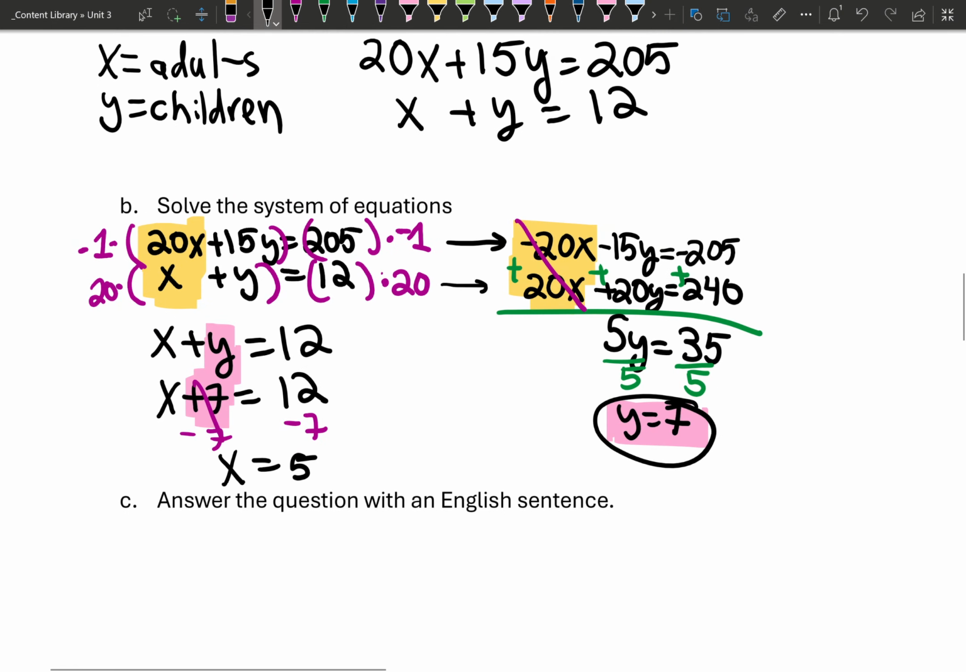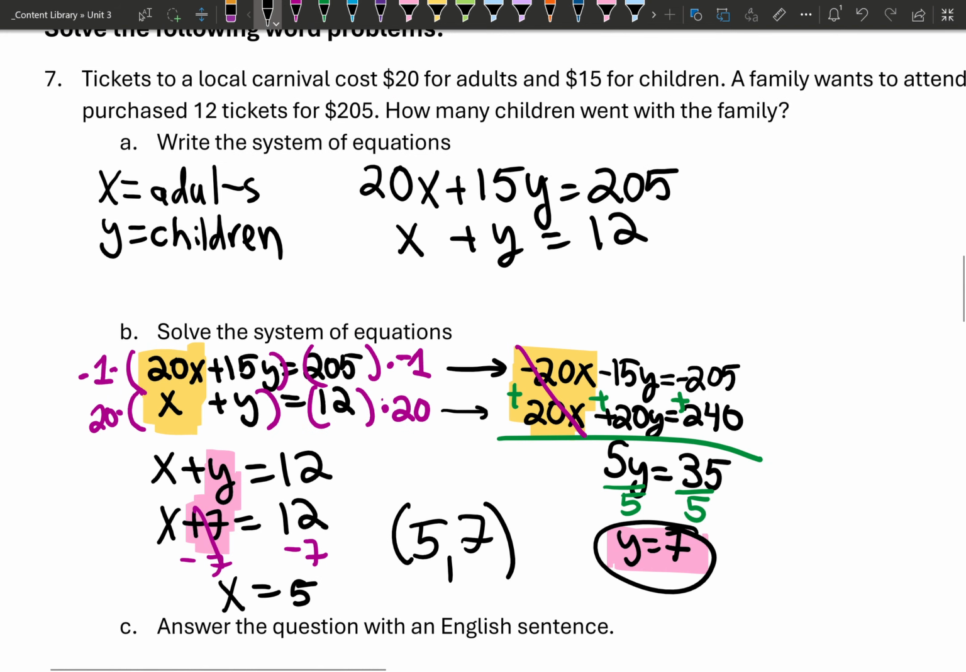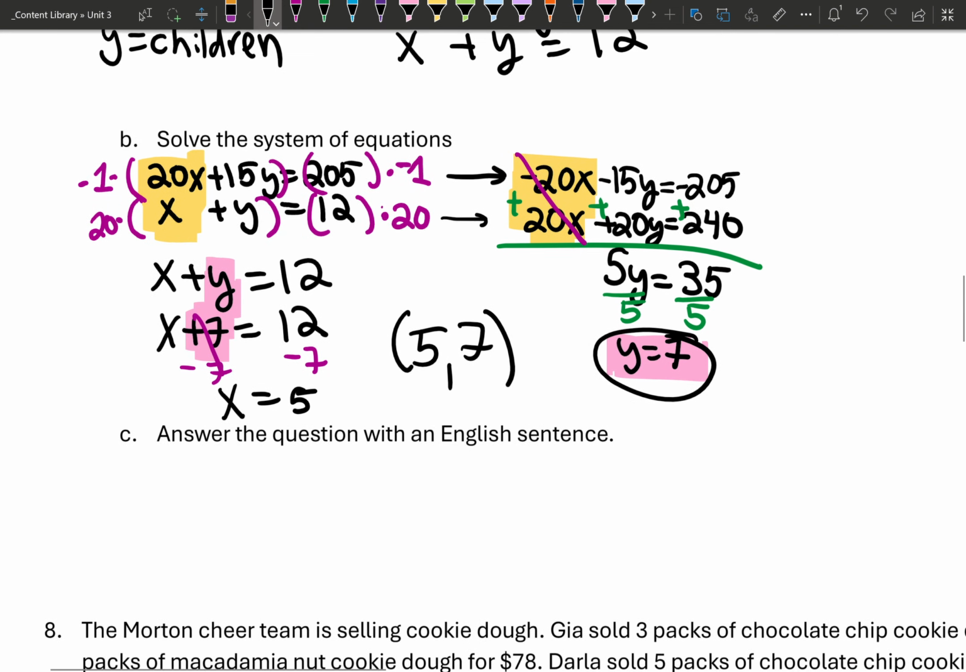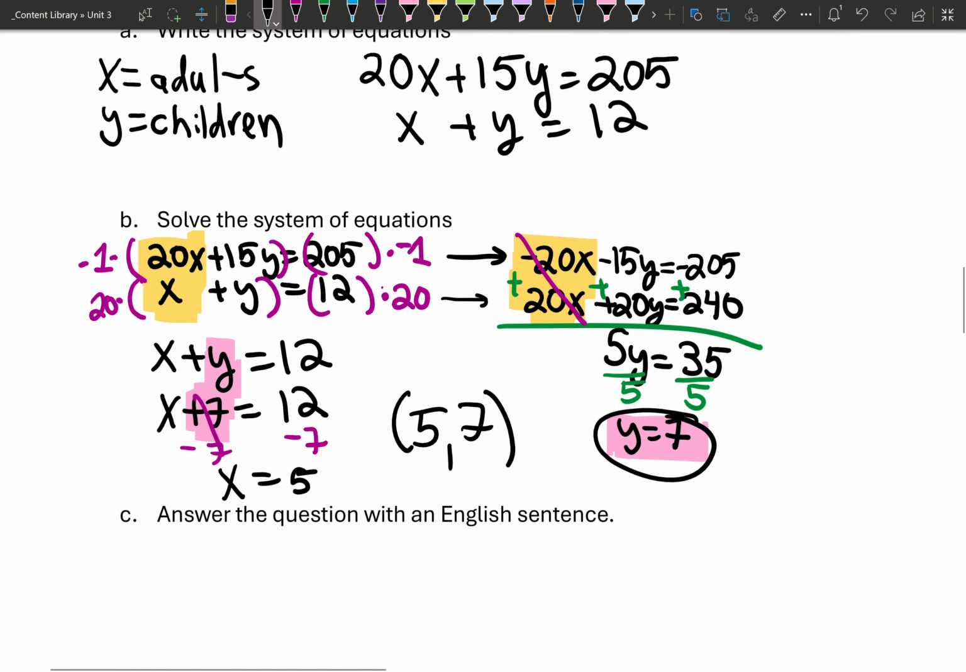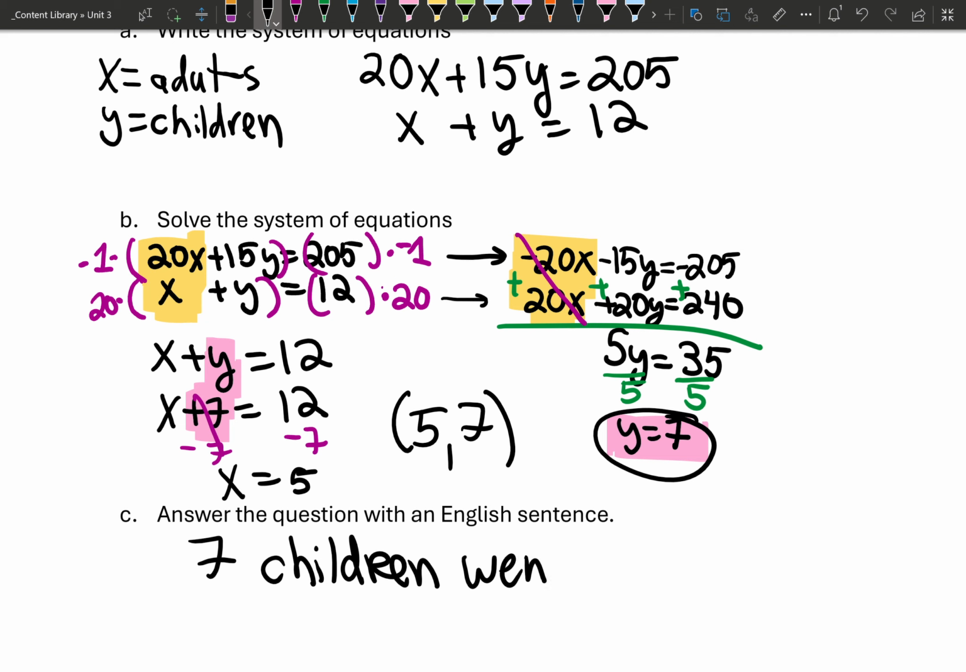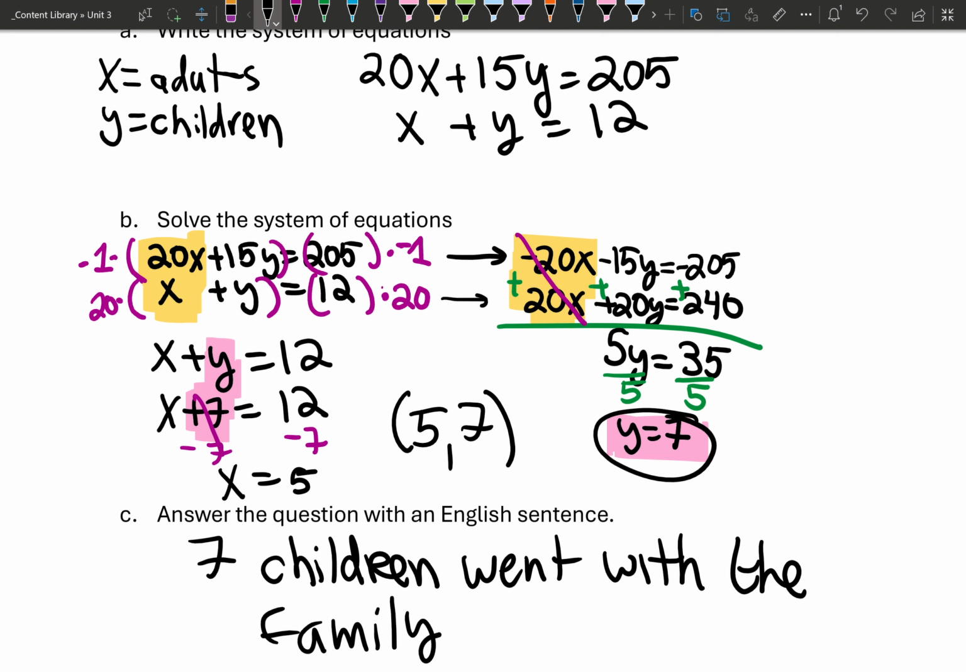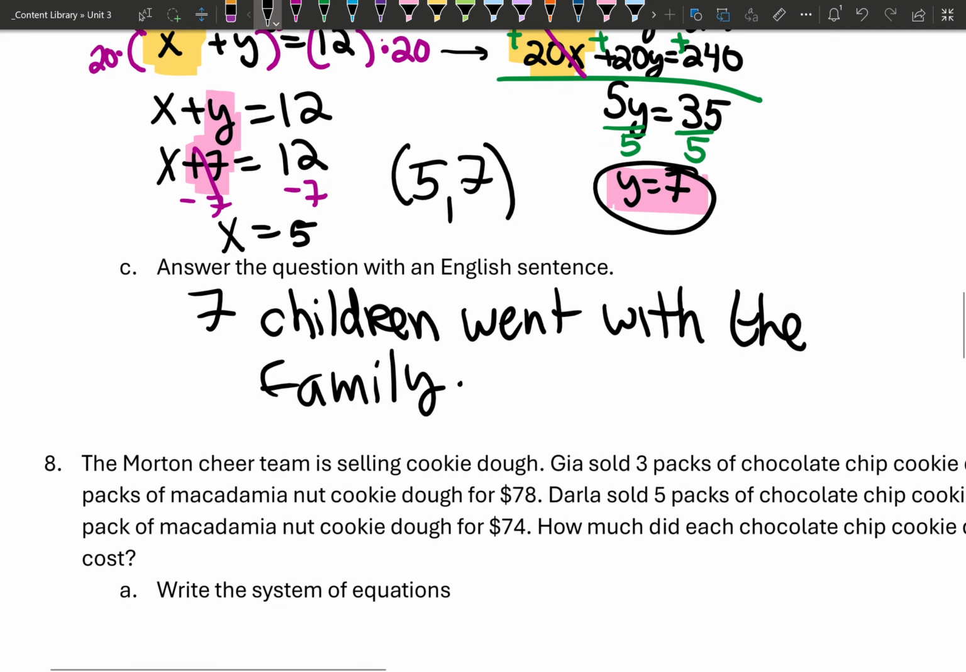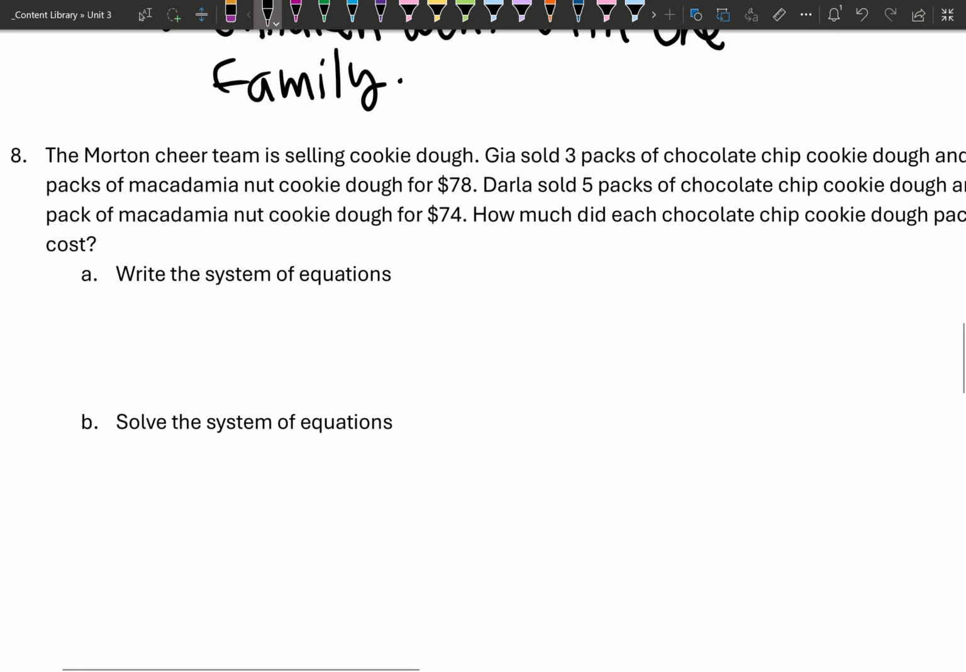Okay. Letter C says, answer the question with an English sentence. Well, the question was, how many children went with the family? Which one's children, X or Y? That's right, it's Y. So 7 children went with the family. Gorgeous. Let's do 3 more.